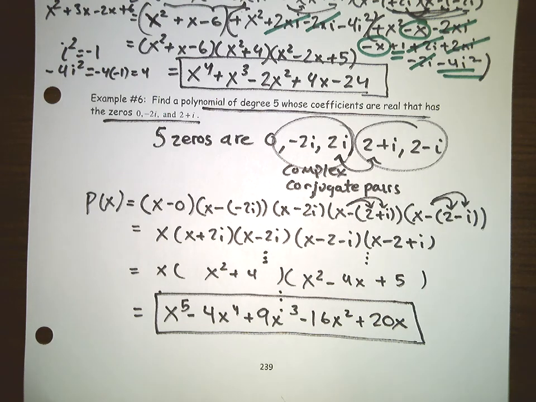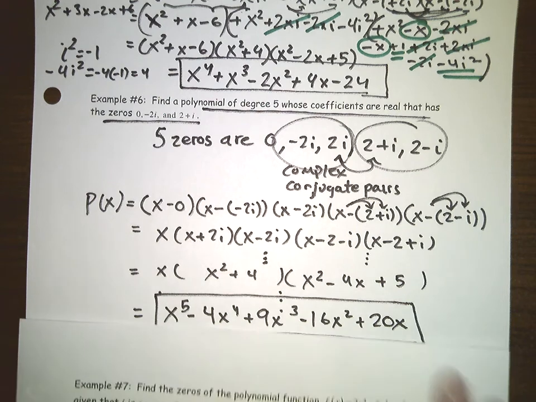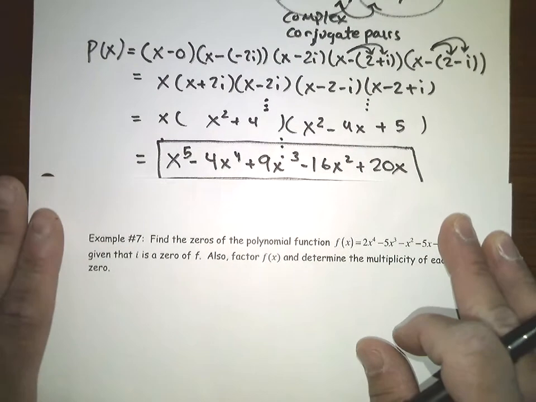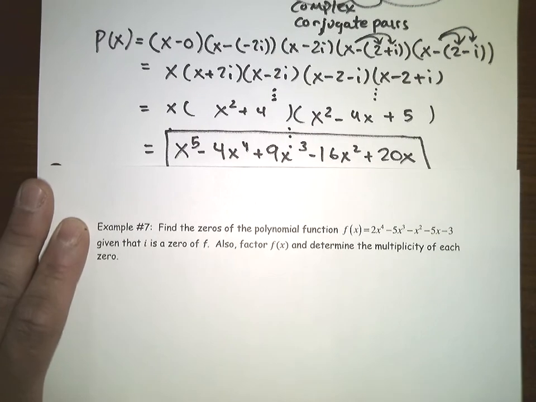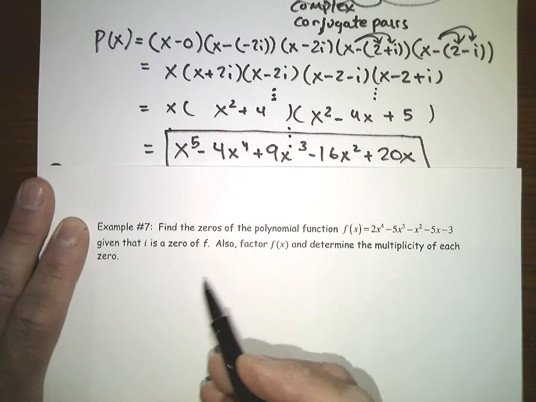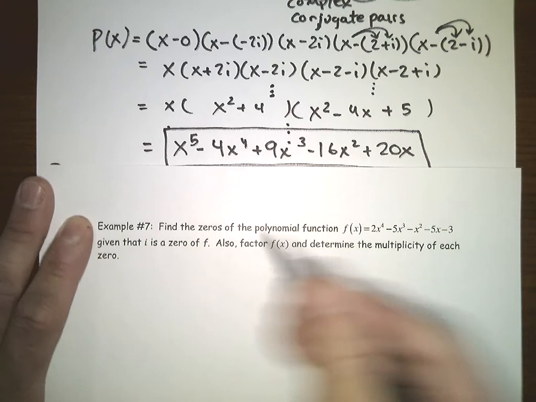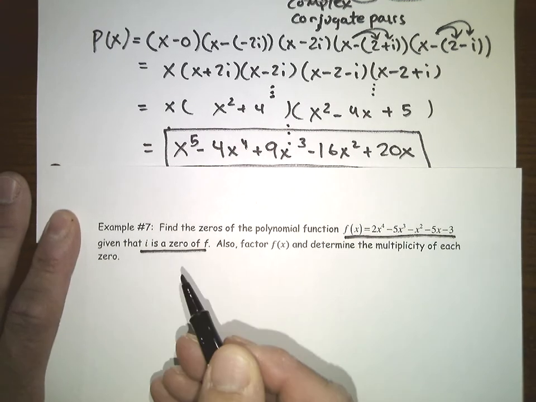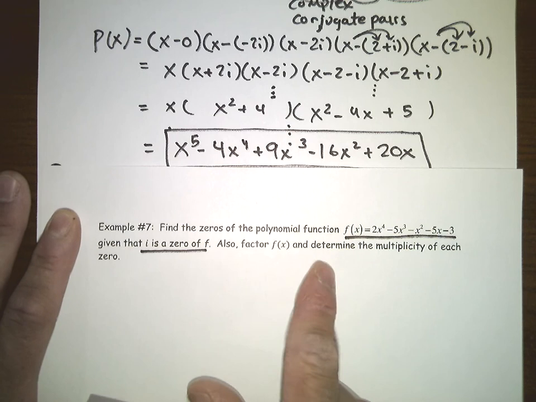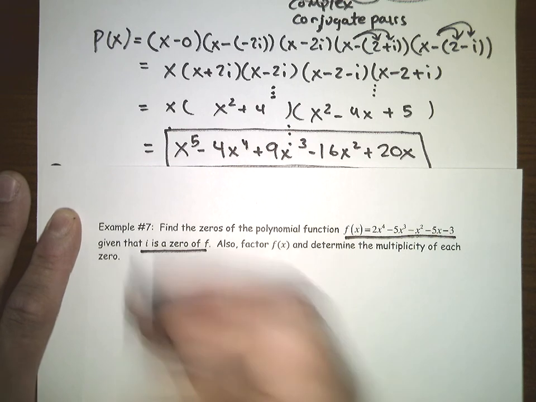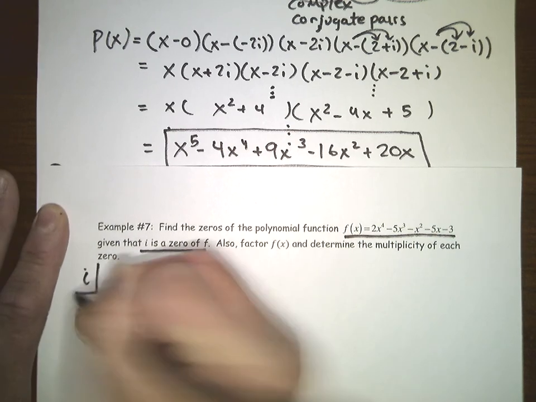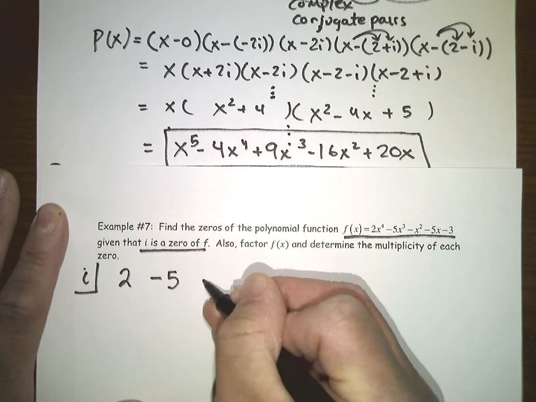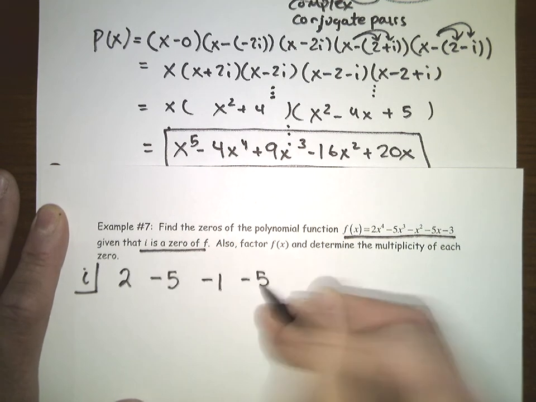One last example here, and this is going to be factoring a polynomial given that you have a complex zero. Find the zeros of this polynomial function given that i is a zero of f, and then also factor and determine the multiplicity of each zero. So I'll start with the i here, and the coefficients are 2, negative 5, negative 1, negative 5, negative 3.